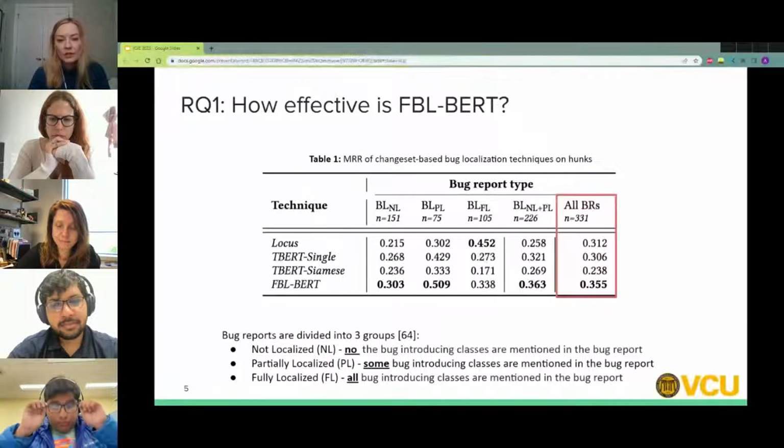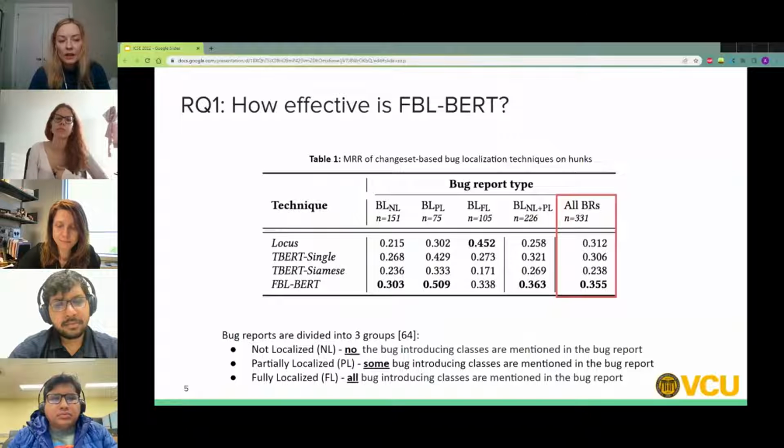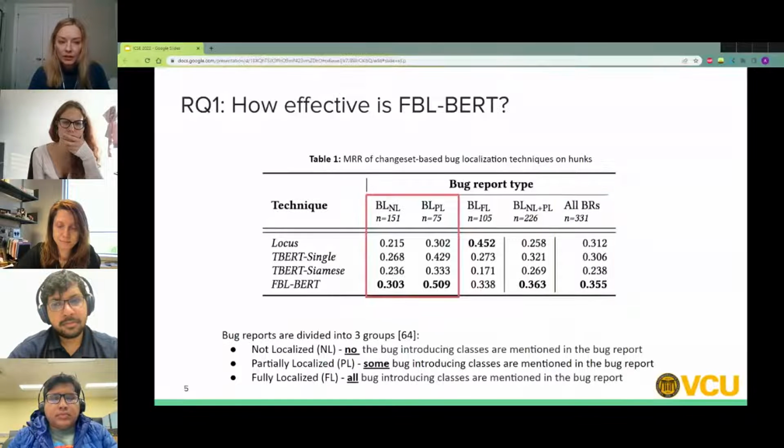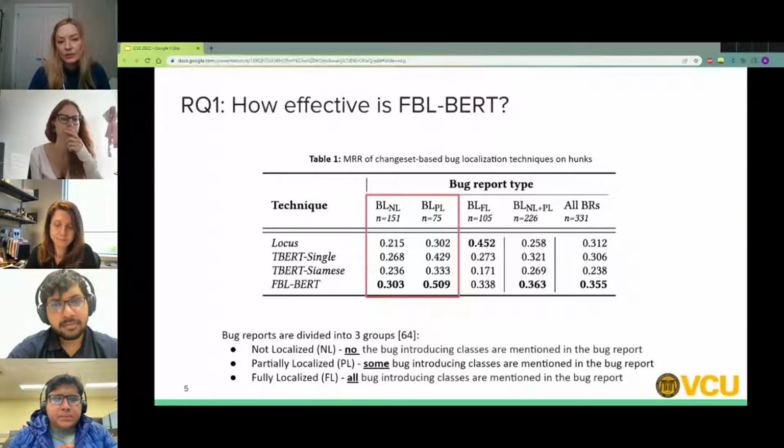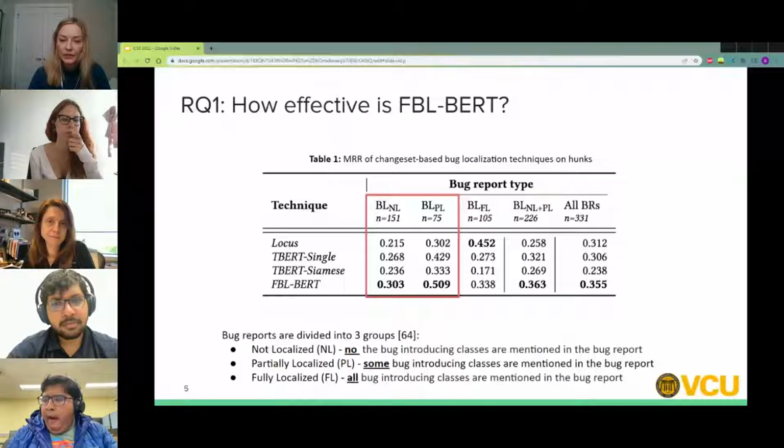So the natural question is when that happens. We decided to look into results for different types of bug reports: not localized, partially localized, and fully localized bug reports. First, looking at the results for not localized and partially localized bugs, we see that all BERT models perform better than Locus, and FBL-BERT brings the highest retrieval accuracy. In the case of fully localized bug reports, we observe that Locus improves, which is expected since this is a VSM model. However, now the performance of T-BERT and also FBL-BERT drops.